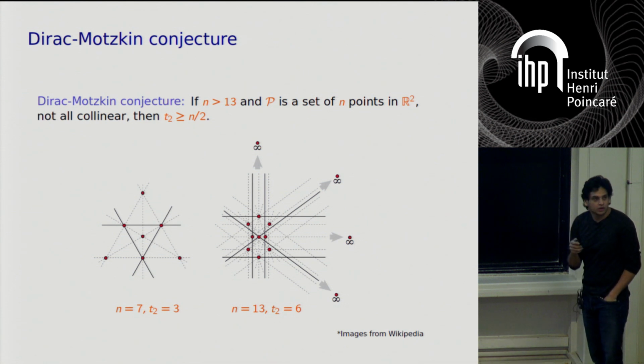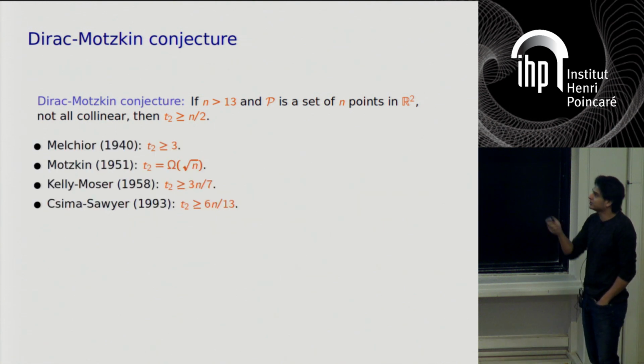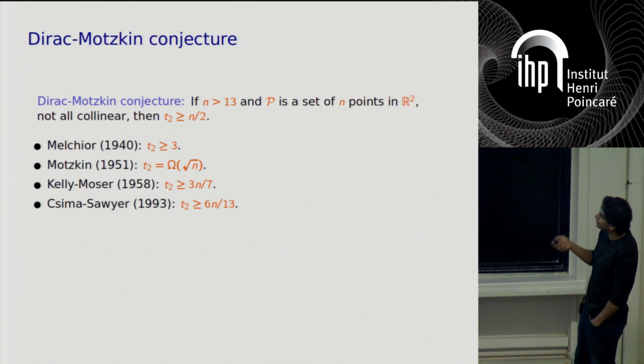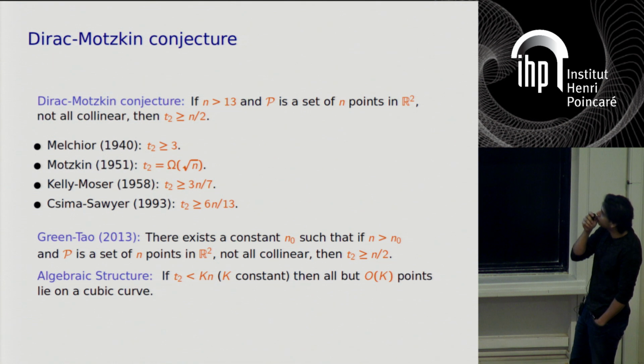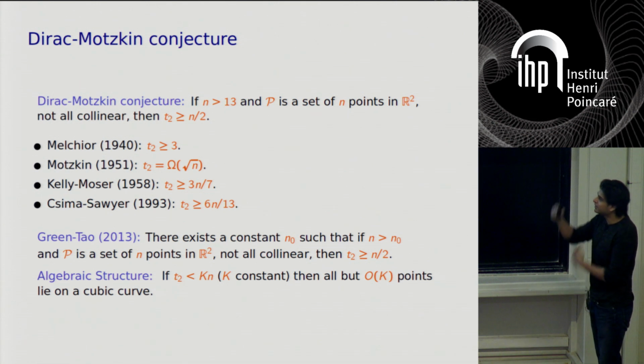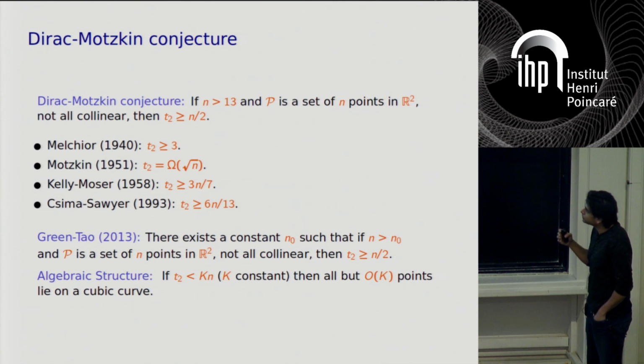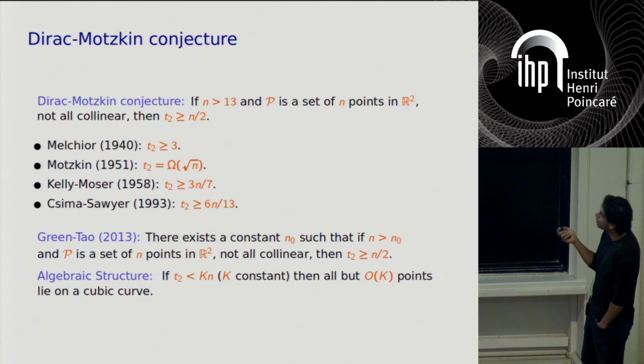Okay. So a lot of people worked on this for a long time. For example, this was a sequence of results. We knew at least 3, at least square root n, linear. And then more recently, Green and Tao showed the following. For a large enough point set, you must have at least n over 2 ordinary lines. So they didn't get down to 13. Here n is some large number, but it still works.